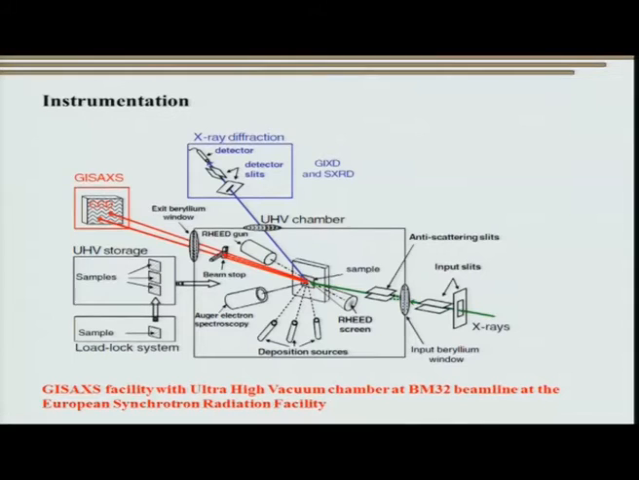Okay. So now let us go and have a look at the instrumentation part. Up till now when we talked about instrumentation of X-rays, I hope you know what all is needed. But having said that, one thing that needs to be remembered, as I had already mentioned, is that for grazing incidence small angle X-ray scattering, almost always a synchrotron is needed. And therefore, I am showing a schematic of the grazing incidence small angle X-ray facility with an ultra high vacuum chamber at the BM32 beamline at the European Synchrotron Radiation Facility.